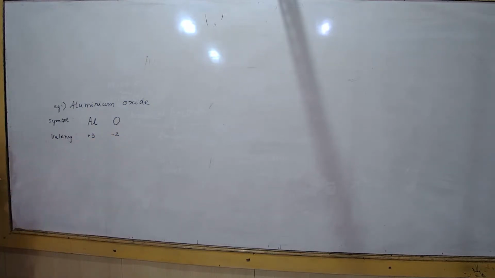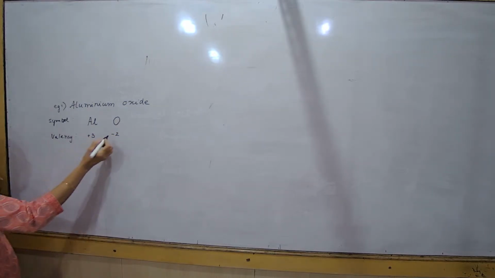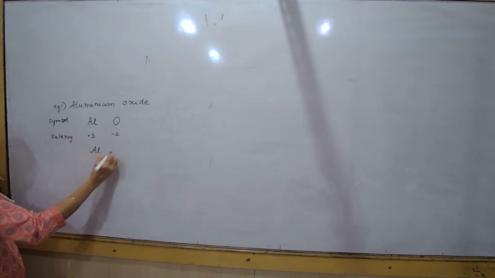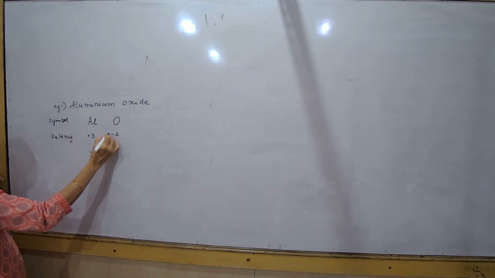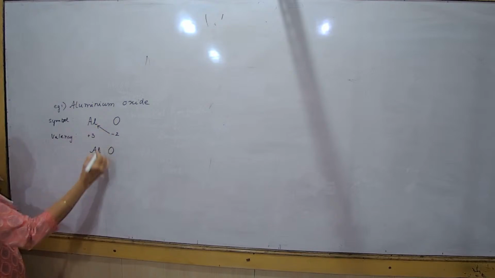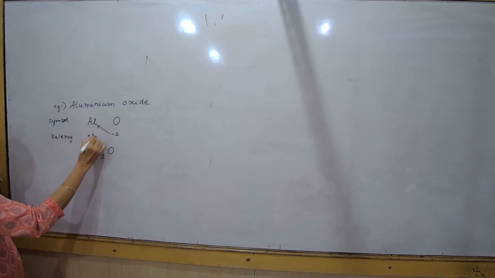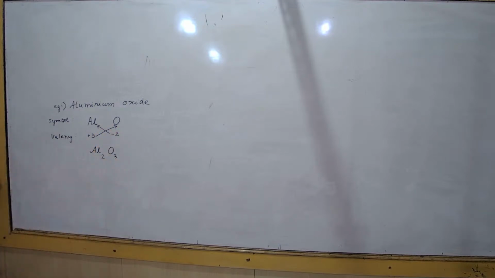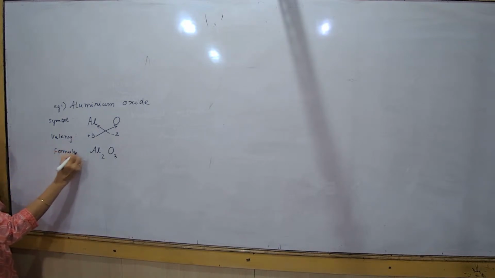So there's no need for you to remember the charge, remember the numbers. So now next stage is what? We have got these two numbers and I'm going to cross multiply. That means this number will come here, so I put a 2 there. This number will come here, so I put it here. So this is your answer. So last step is we are going to show the formula for aluminium oxide.